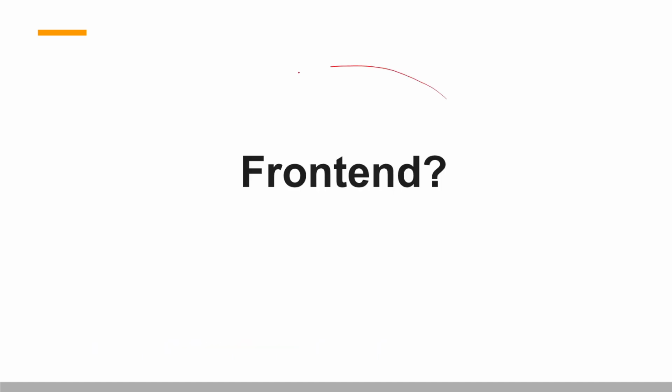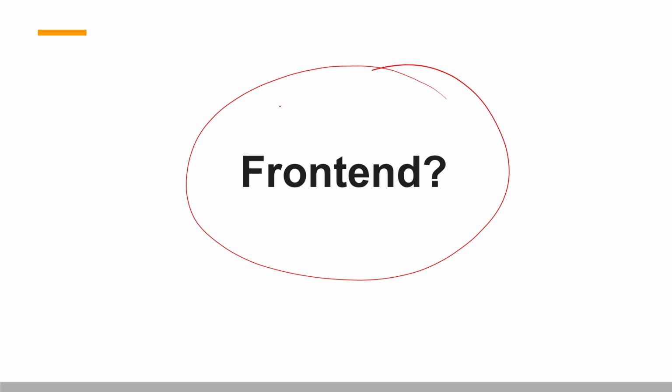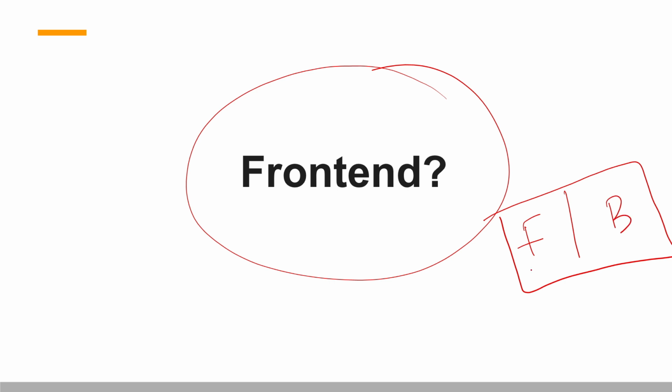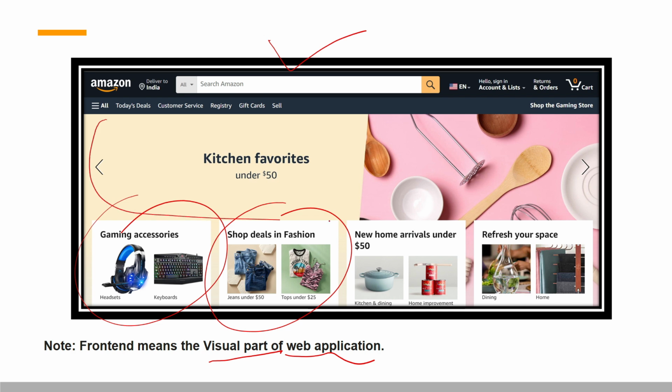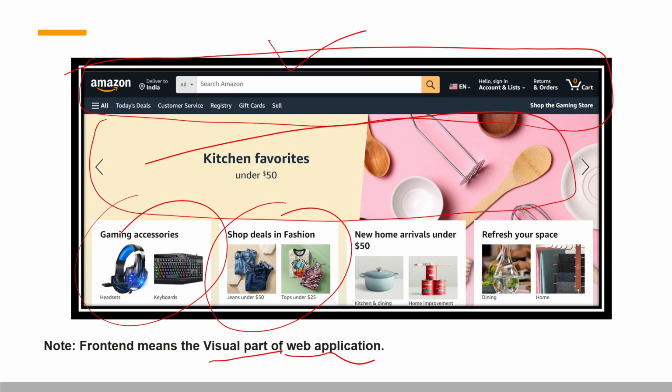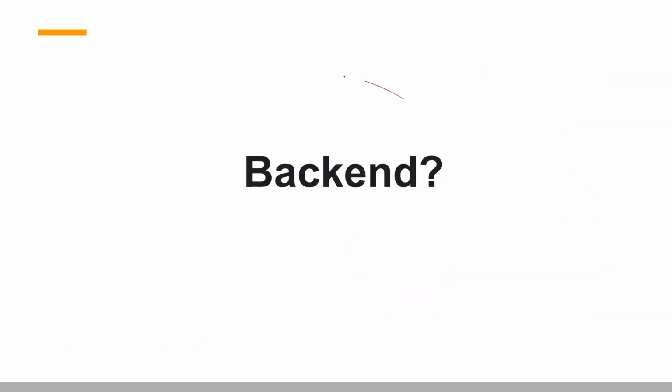Okay, so what is actually front end? We know a web application can be divided into two parts. One is front end, one is back end. But what is actually front end? We have already discussed that front end means the visual part of a web application. This is the Amazon web application, and these cards you are seeing, this carousel, this navbar, these are all visual parts. Okay, so who designs it? Front end developer.